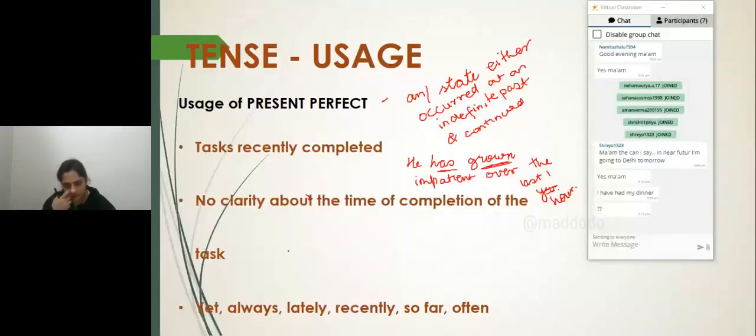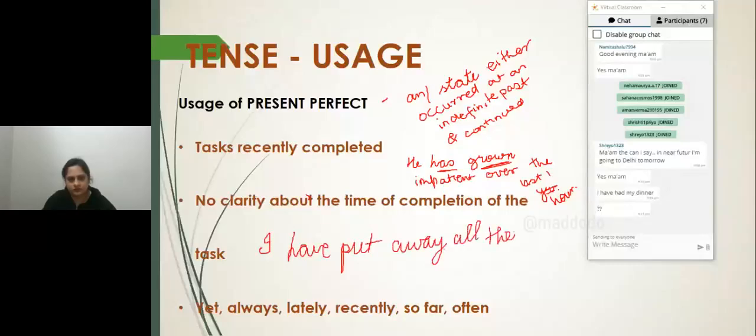No, I've had my dinner. No, incorrect, incorrect. Should I try again? I have put away all the laundry. Okay, right? I have put away all the laundry. One example. And there was one favorite one also. Actually, I'm looking at that. I think I mentioned it. I wrote it somewhere for all of you.